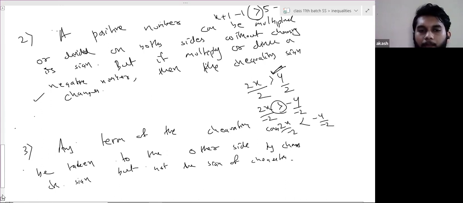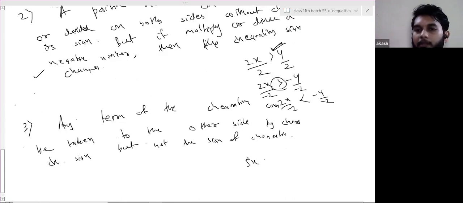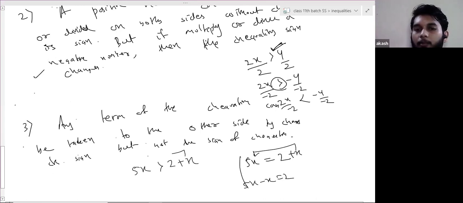Very simple. If you have 5x equals 2 plus x, you always took this x to this side and wrote 5x minus x equals 2. Same thing we can do in inequality. If you have 5x is greater than 2 plus x, this x can go to this side: 5x minus x is greater than 2. No need to change the sign of inequality, but we have to change the sign of this term.